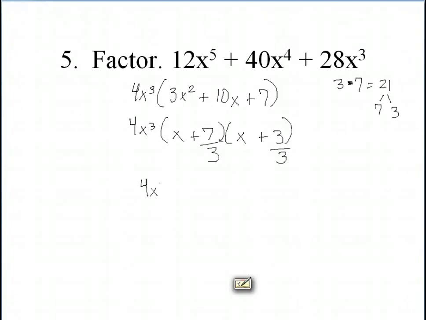And to finalize this, 7 divided by 3 doesn't go evenly, so we just move this up here. So it's going to give us 3x plus 7 times 3 divided by 3 is 1, so we have x plus 1. And that is your final answer.